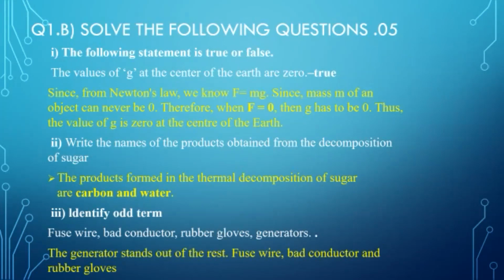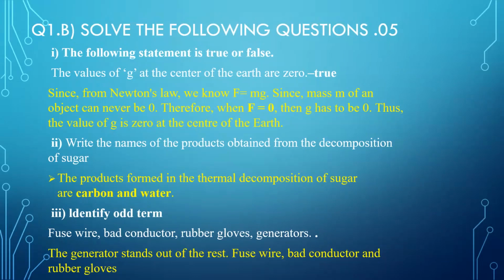What is the third one? Identify the odd term. Now see here, they have given fused wire, bad conductor, rubber gloves, and generator. Now see students, how do you find which is the odd one? Fused wire, bad conductor, rubber gloves, these all are either a good conductor or a bad conductor of heat and electricity. But generators are what? They are generating electricity. They are not substances which are good or bad conductors. So what is the odd man out?